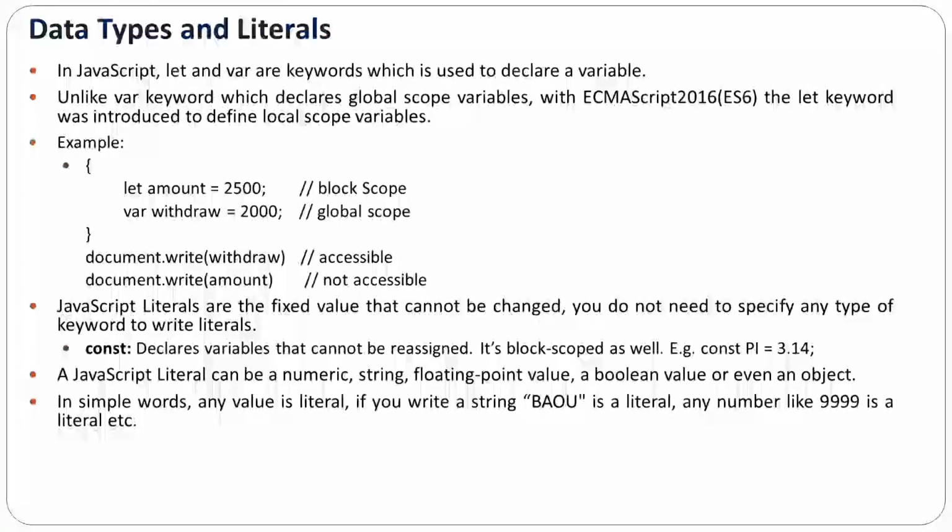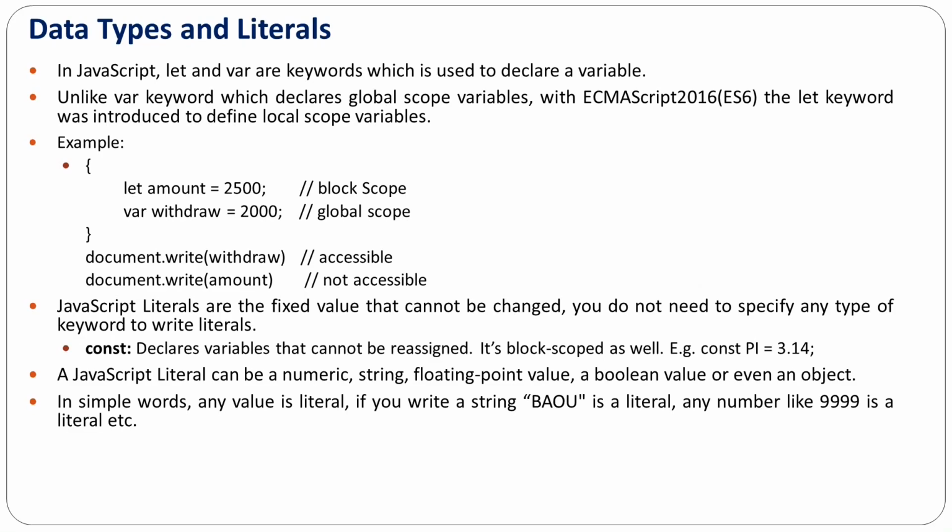You can use either var or let. Unlike the var keyword, which declares global scope variables, a let keyword has a local scope. Here you can say that we have two variables, amount and withdraw. Amount has a local or block level scope, while the withdraw variable has a global scope.